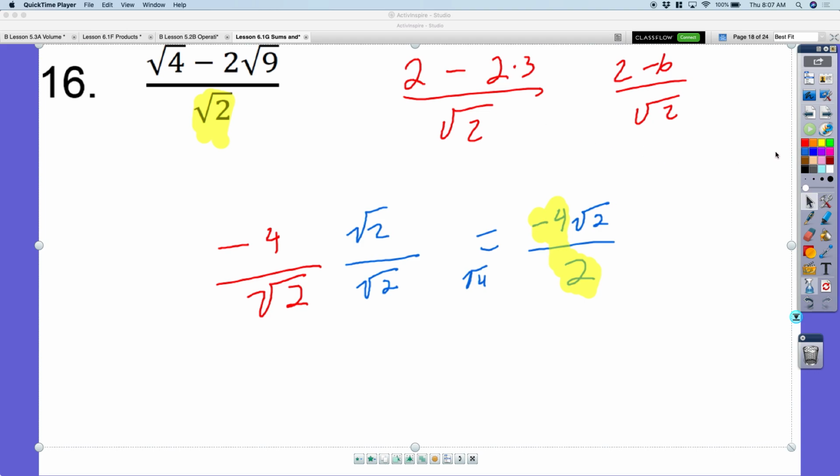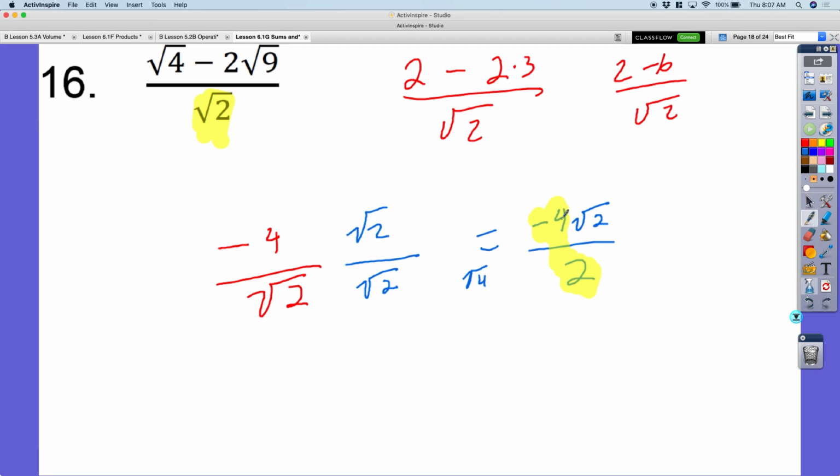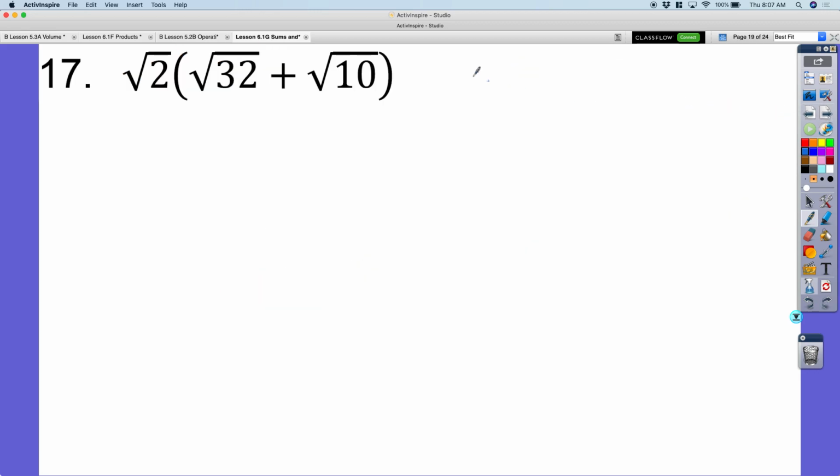Alright guys, the last thing we need to do here is simplify the negative 4 over 2, which would equal negative 2 square root 2. Alright, next one guys, there's a few ways to do this. You can either start by distributing these, or you can simplify each of them and then distribute. I personally think it'd be quicker and more efficient to distribute both of these in here.